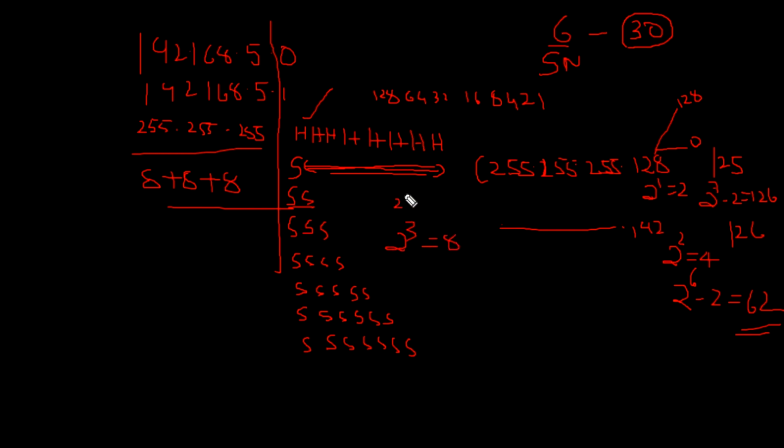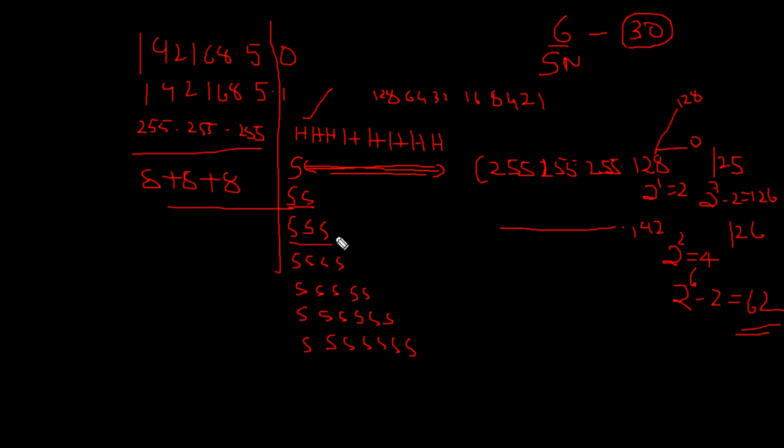This is 2 raised to power 2 is equal to 4. So somehow I cannot go for this one. I have to compromise with this one. So 2 raised to power 3 is equal to 8. That means, my dear friends, I have to take, in my case here, 6 subnets.